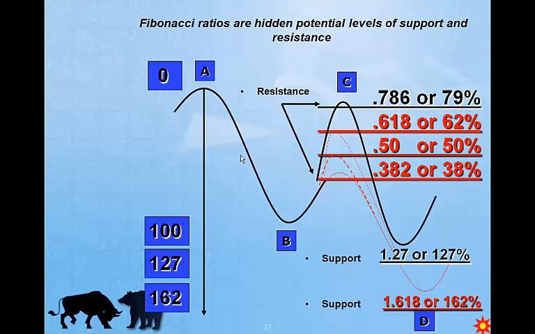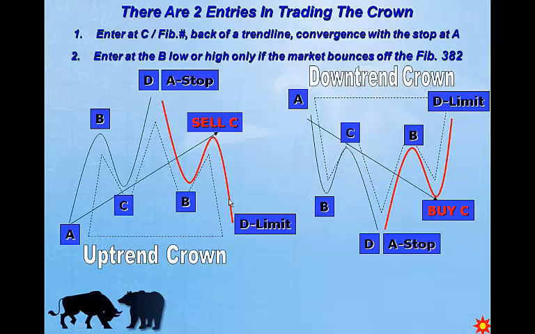Same thing for a downtrend. See, if the market hits 382, 50, or 618, it's going to the 1618. If the market bounces and hits resistance at 786, then we're going to that 127 number.